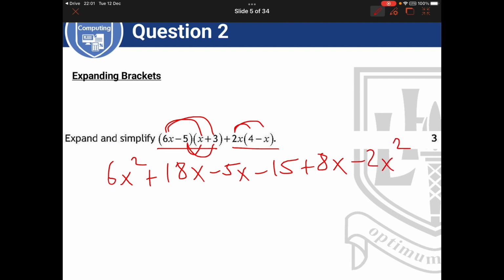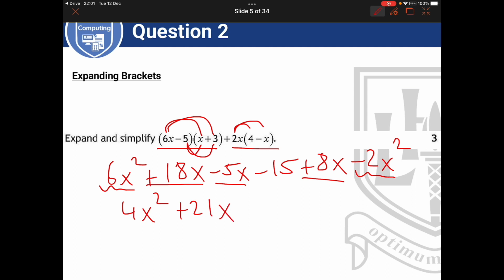Now we've got like terms to gather in. I like to give them an underline. So my x squareds, I've got a 6x squared and a minus 2x squared. So that's going to be 4x squared. Then onto the x's. So I've got plus 18x, minus 5x, and plus another 8x. So 18x take away 5x is 13x, plus 8x is 21x, so plus 21x.